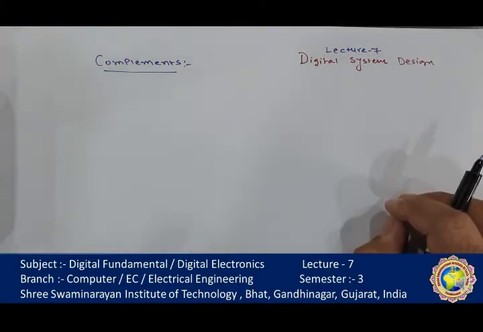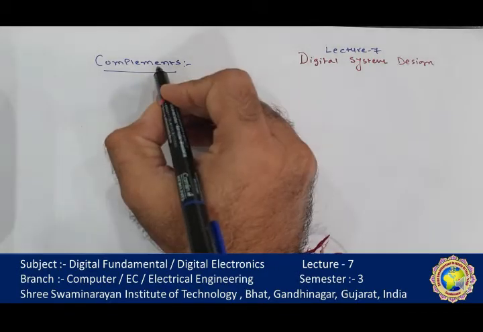In the last lecture we discussed the binary arithmetic operations. Binary means base 2, where 0 and 1 are the valid digits. We discussed binary addition, subtraction, multiplication and division. In subtraction we found that there is a complicated calculation regarding the borrow. Today we discuss the complements.